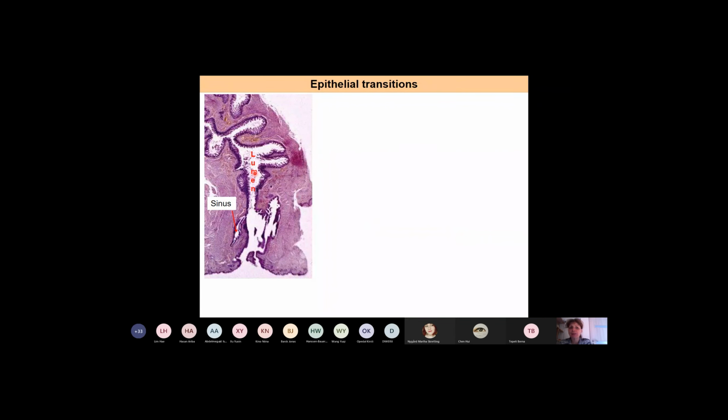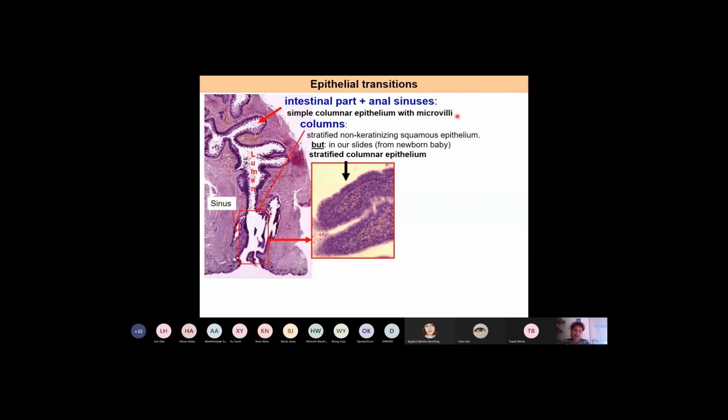In the rectum, we will have epithelial transitions as well. So this is again this longitudinal cut from the rectum. You can see the lumen in the middle, and in the intestinal part, and also in the anal sinuses between the columns, you will have simple columnar epithelium with microvilli. So that's the typical epithelium of the intestines.